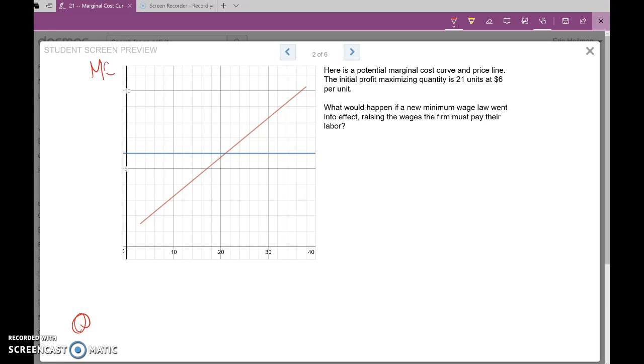Okay, so marginal cost, price, whatever you want to call it, is on the vertical axis, and then the horizontal axis is quantity. So here, our initial equilibrium would be right here at 21 units. So what would happen if a new minimum wage law went into effect? Meaning raising the wages that the firms have to use.